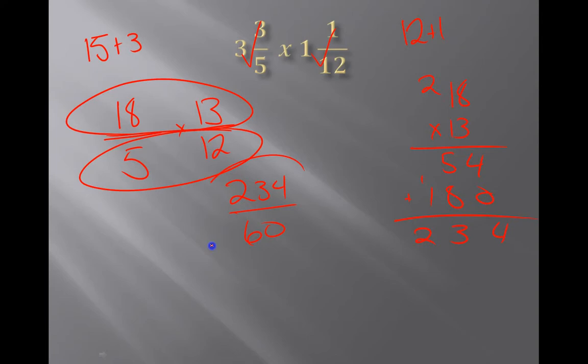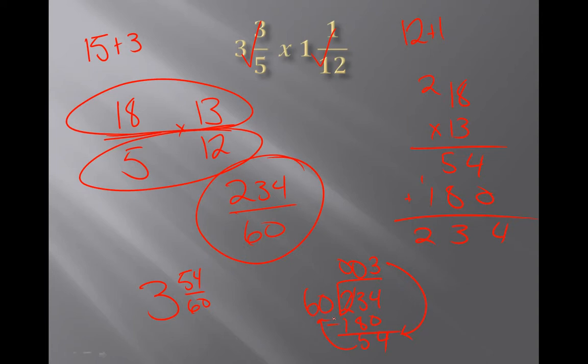Alright, so now we have this improper fraction, we need to convert it to a mixed number. So we go 234 divided by 60. 60 cannot go into 2, 60 cannot go into 23. It can go into 234, let's try 3 times. That would be 180, and subtracting gives 54. So we'd end up with 3 and 54 over 60.